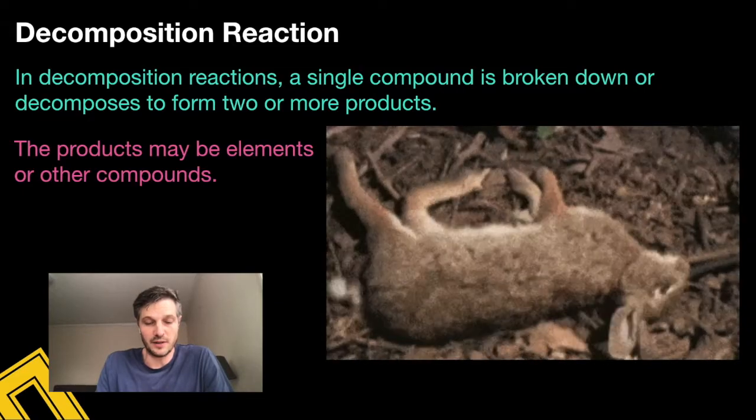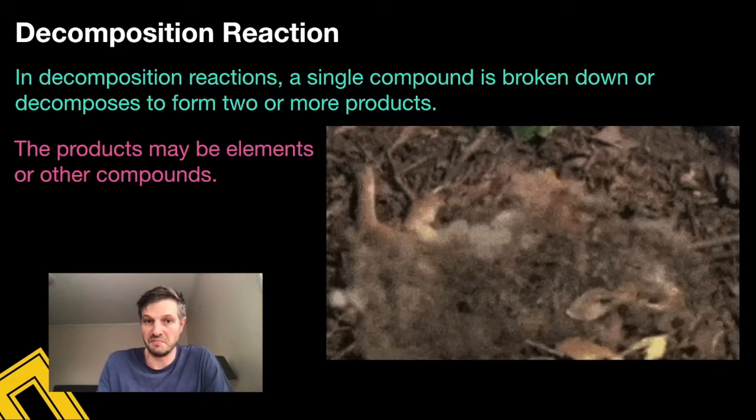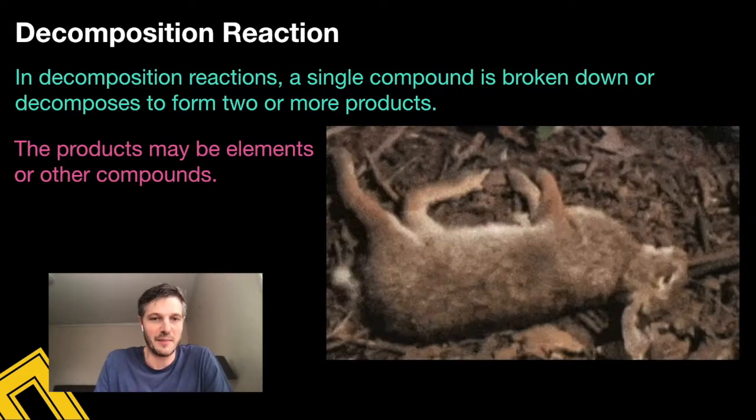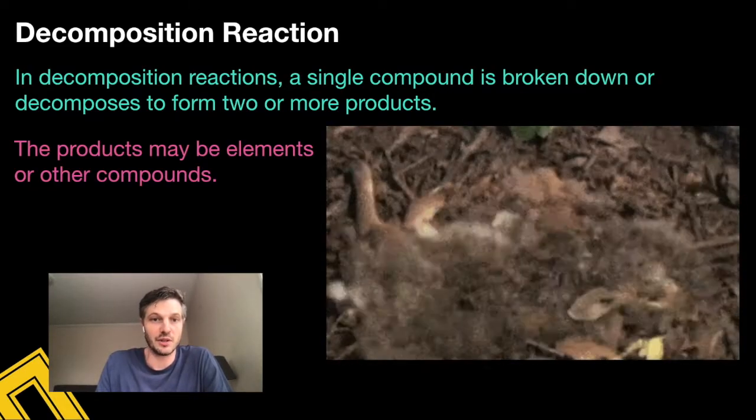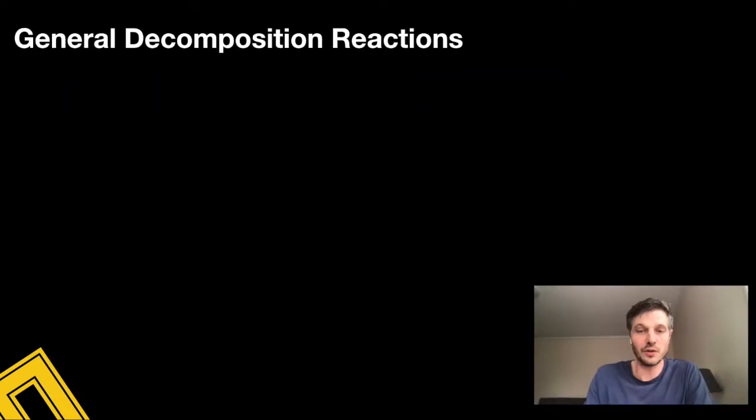So the way I like to think about this is I just think of decomposition of an animal, for instance, like this bunny rabbit, and it's breaking down into its simpler components. So let's have a quick look at some general decomposition reactions. First one I want to look at is carbonates.